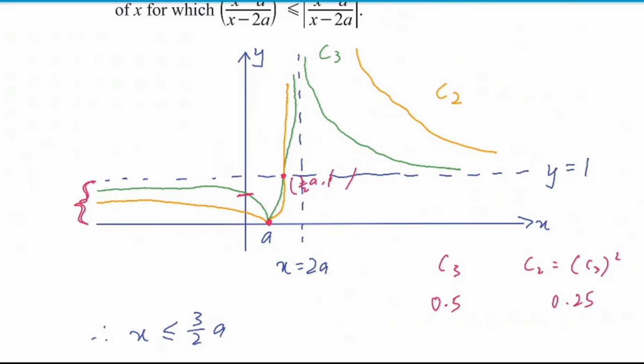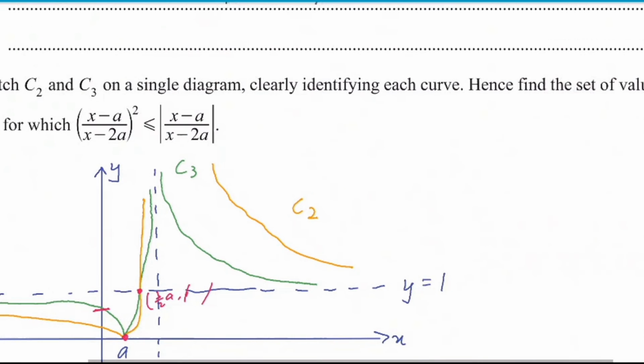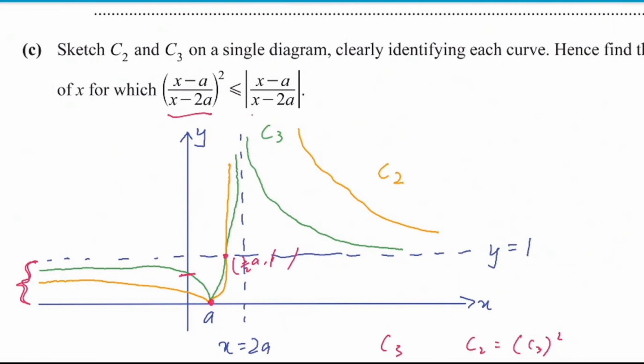And then after that, we need to find the part where C2 is less than or equal to C3.